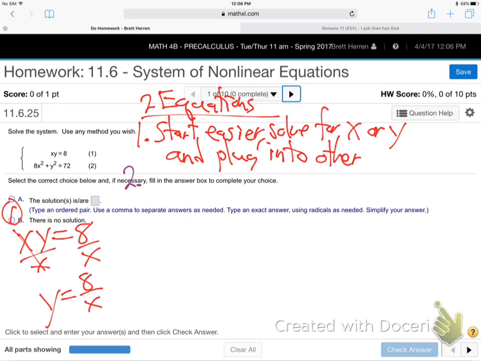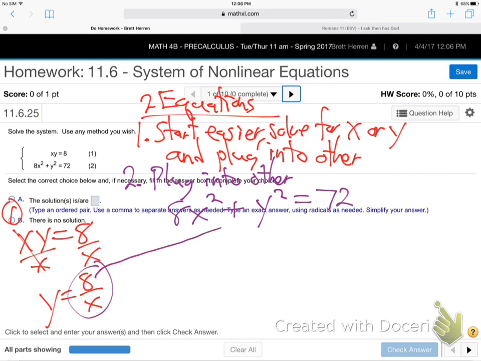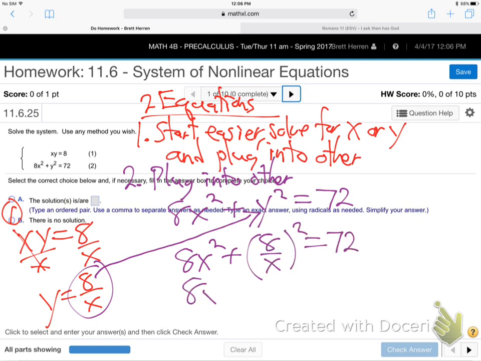So step 2, plug into the other. I guess I already said that, huh? So take the 8x squared plus y squared is 72. Plug that in for y. So it becomes 8x squared plus 8 over x squared is 72, which is 8x squared plus 64 over x squared equals 72.